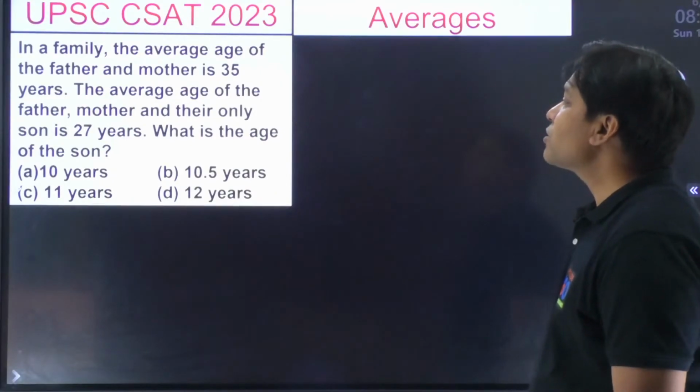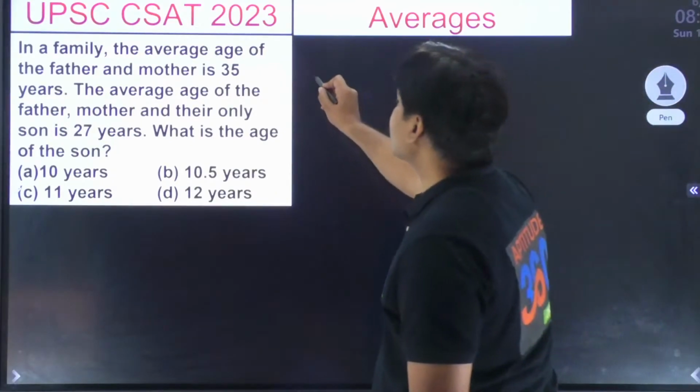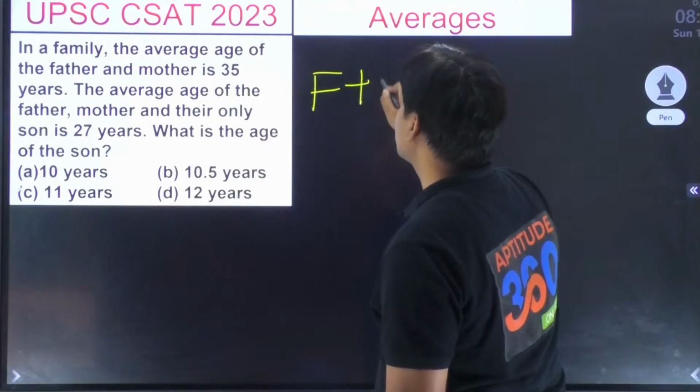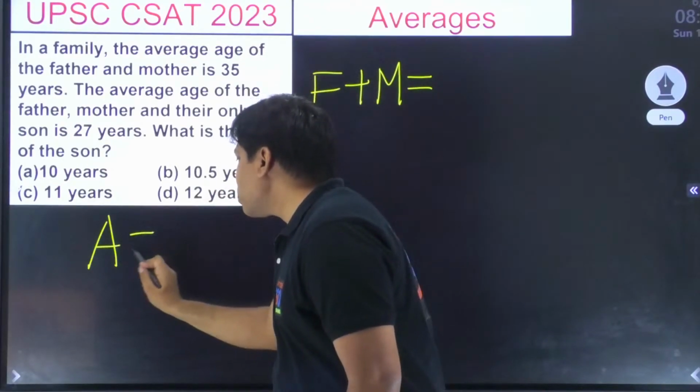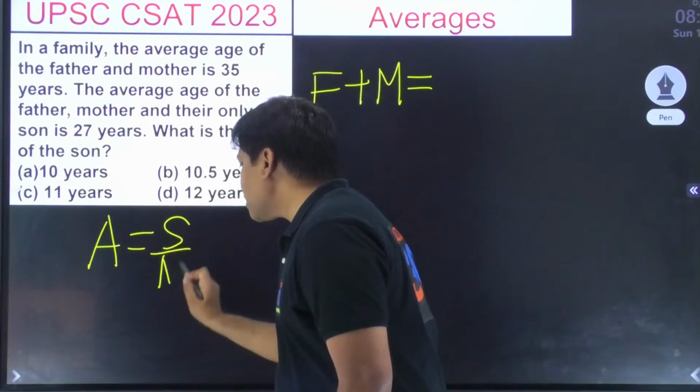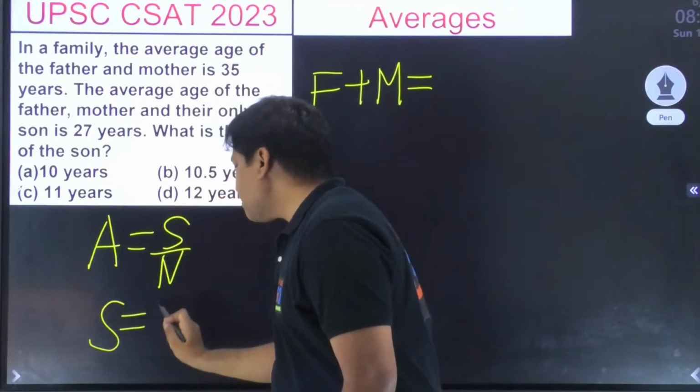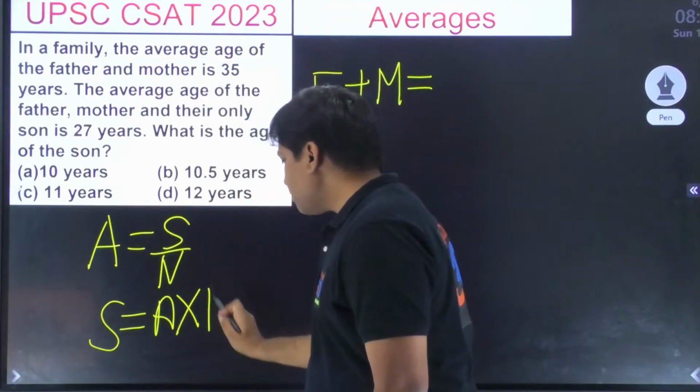The family average age of the father and mother. Look, father plus mother. What is it that we have learned? That average is equal to sum divided by number. And if you have to find the sum, it is going to be average into number.